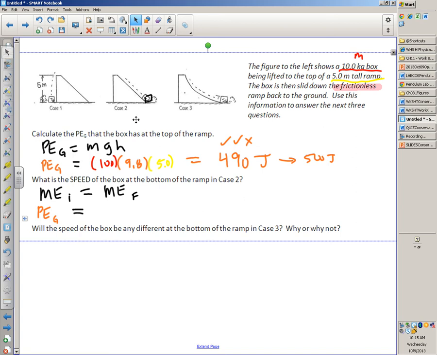What is it doing at the bottom of this ramp now? Nothing. Say again? Nothing. What has it been doing the whole time it's been sliding down that ramp? Speeding up, speeding up, right? Remember, this ramp is frictionless. So right when it gets to the bottom of the ramp, what's it going to be doing? Not on the ramp it's not. When it gets to the ground maybe, but right at the bottom of the ramp, what's it doing?